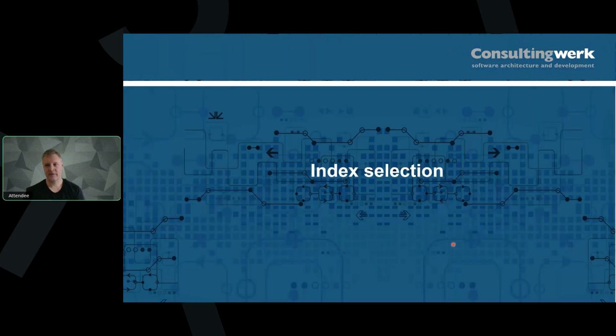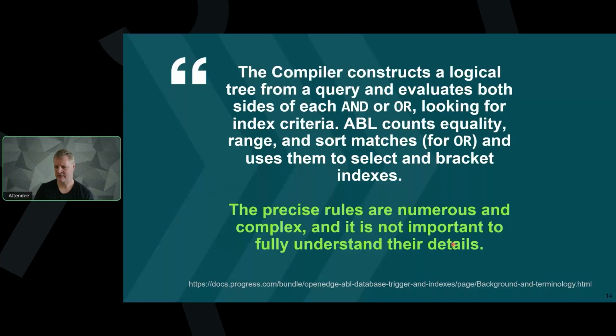Okay, so now we'll look at index selection. How does the runtime select indexes? From the Progress documentation, this used to be what was labeled an ABL Web paper back in the 11 days, I believe, maybe even a little earlier. And now it's been brought into the formal documentation. There's a link down the bottom here, but you want to look for ABL trigger and database trigger and indexes. That's the search criteria, and that should get you to the right place.